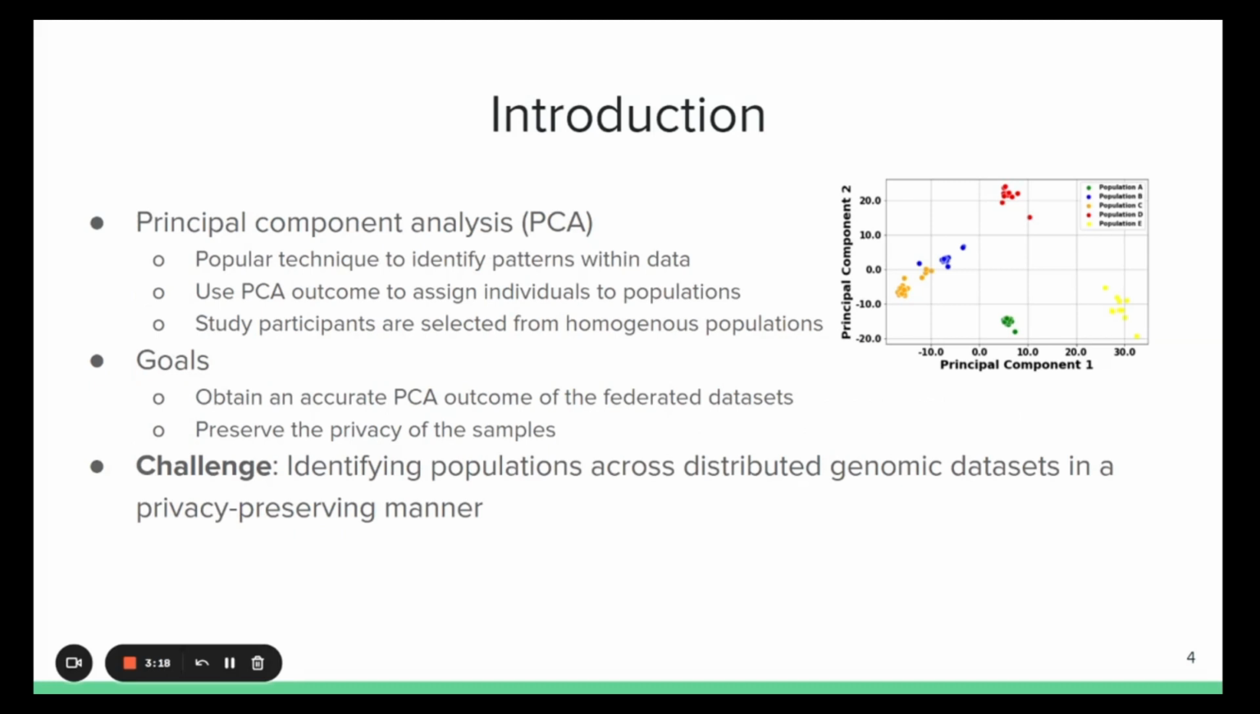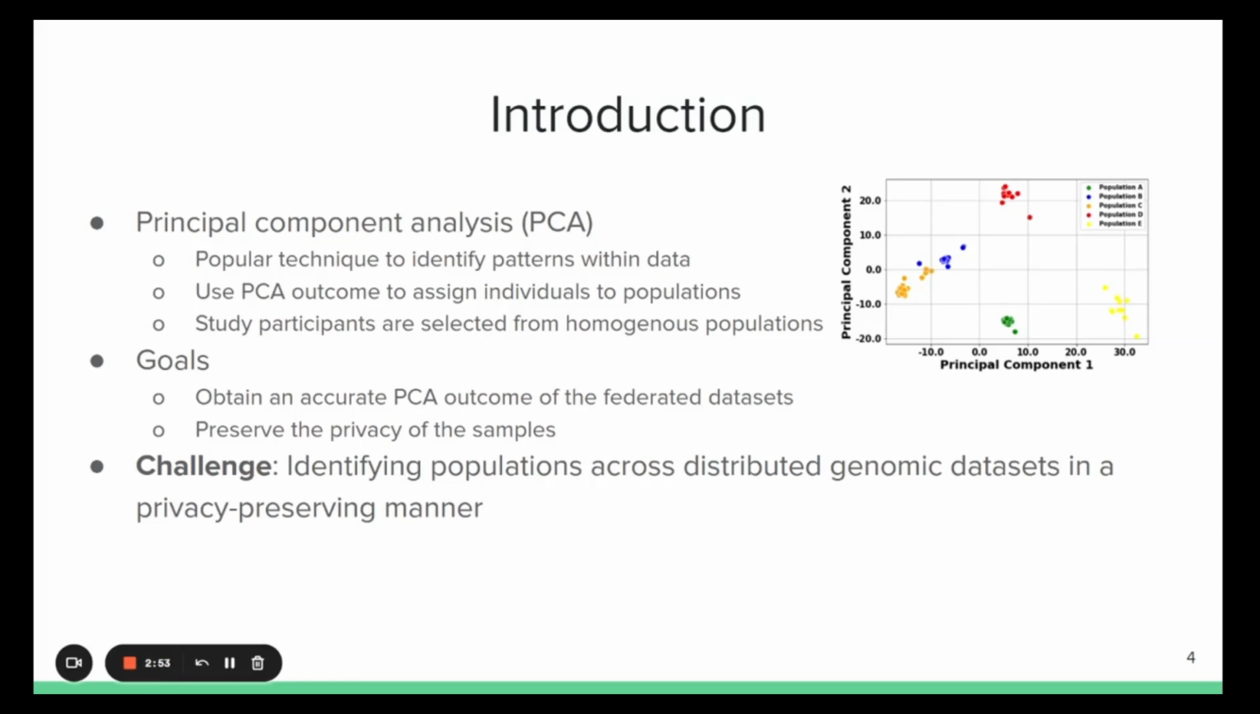Principal component analysis is a popular technique which identifies the patterns within the data. And as we can see on the right, we're only using two principal components for that PCA plot. The genomic researchers have been using the PCA outcome to assign individuals to populations. And we also need to make sure that the study participants are selected from a relatively homogeneous population.